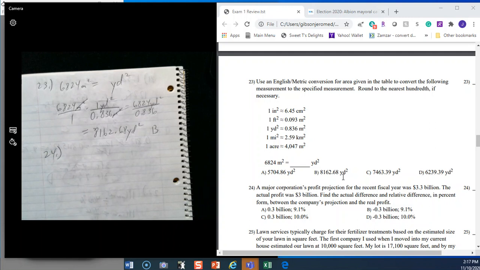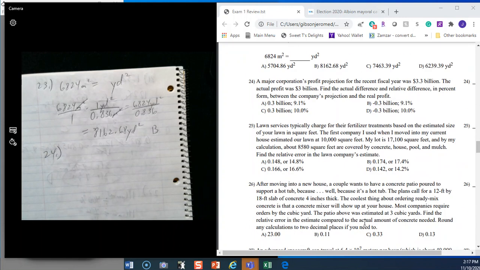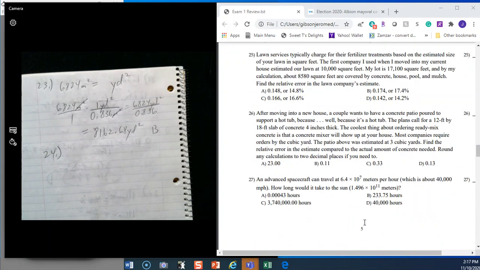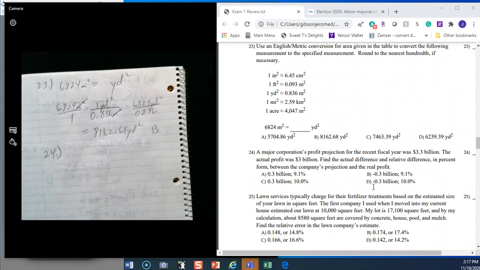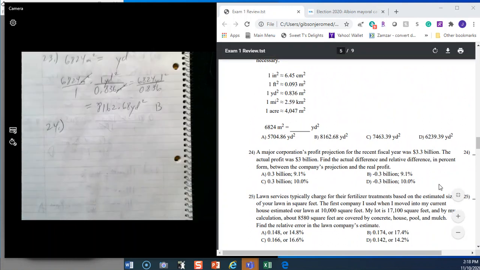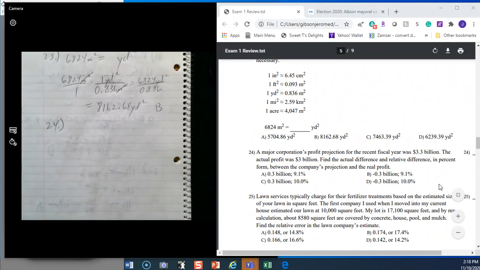Now, 24 is actually going to be the last problem that we complete. 25 through 27 you don't have to worry about on this exam. So 24 would be it from this review. It says a major corporation's profit projection for the recent fiscal year was 3.3 billion. The actual profit was 3 billion. Find the actual difference and relative difference in percent form between the company's projection and the real profit.